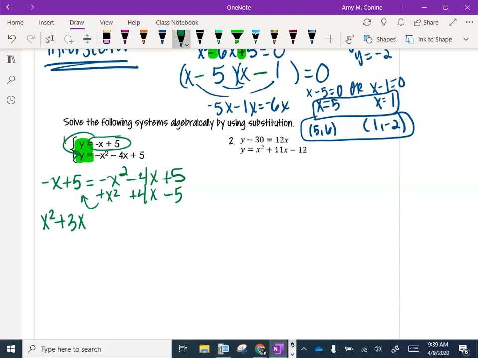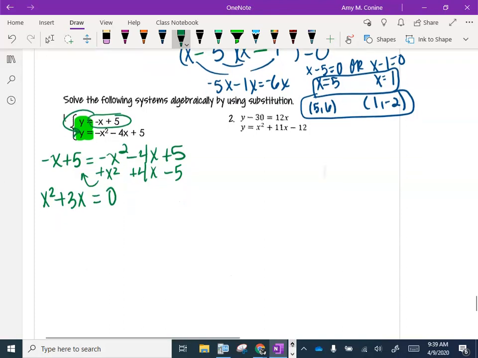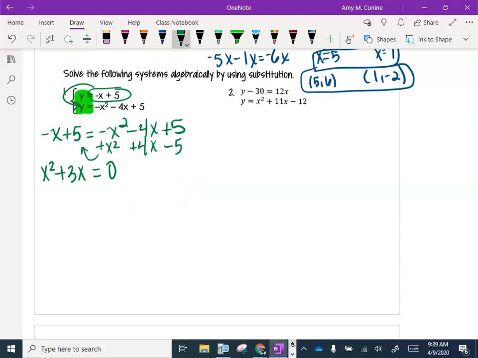And then I'm subtracting 5, which means that I don't have a 5 there anymore. So now this is equal to 0. Okay, this cancels. So now I can try to factor. I need to ask myself, do I have a GCF? And I do. I have a GCF of x.